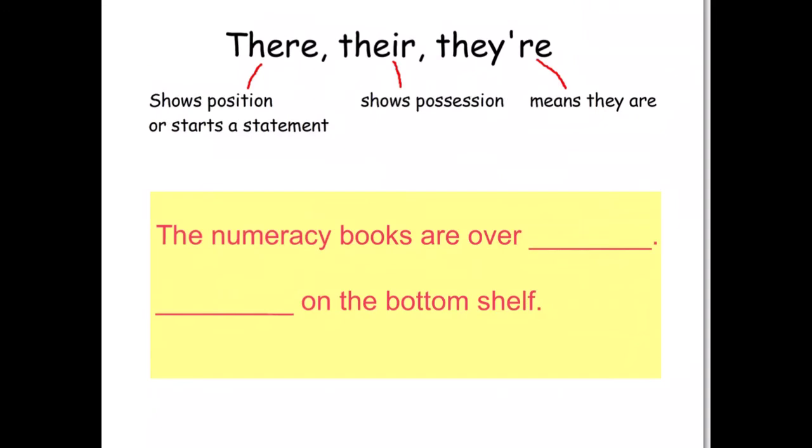The numeracy books are over there. We're talking about a location, a place, so it is THERE. They're on the bottom shelf, meaning they are on the bottom shelf. They apostrophe RE.